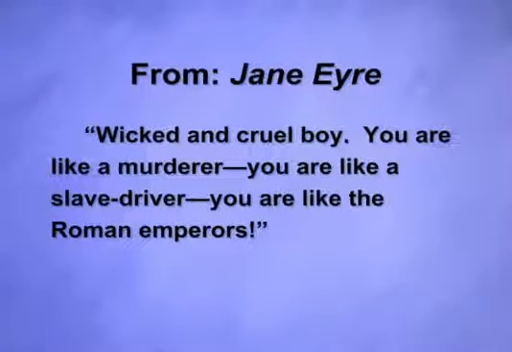"Wicked and cruel boy," she says. "You are like a murderer. You are like a slave driver. You are like the Roman emperors." Now in this, Jane may seem to be going too far, especially since her cousin is only a schoolboy of 14. Even so, she may have a point when she asserts the essential similarity of all forms of oppression.